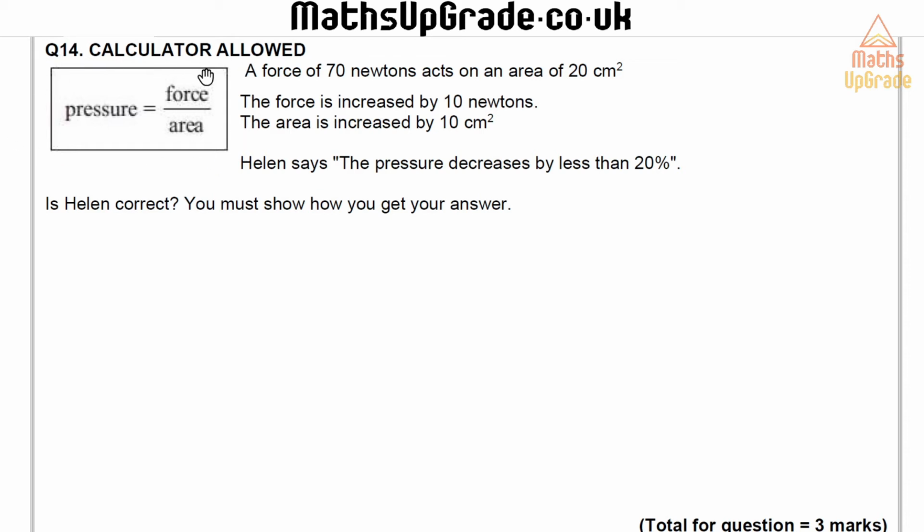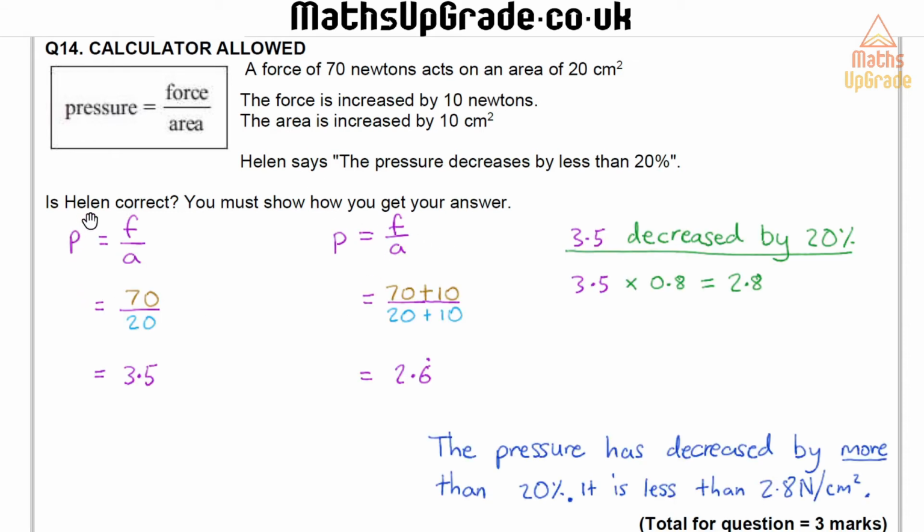Pressure equals force divided by area. So what I'm going to do, I'm going to find the pressure when the force is 70 and the area is 20. Then I'm going to find the pressure when the force is increased by 10 and the area is increased by 10. And then I'm going to compare those values. So let's do that now. So the pressure with these original values, 70 and 20. 70 divided by 20 gives me 3.5.